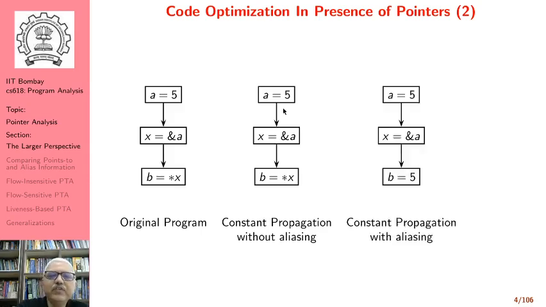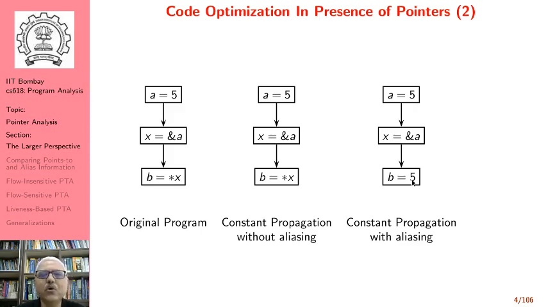However, if we had the information that X holds the address of A and therefore star X actually reads the value in A, we will be able to do this optimization B is equal to 5. So the point that I'm trying to make is pointer analysis provides useful information which makes other analyses and other optimizations more precise, more accurate, more effective.